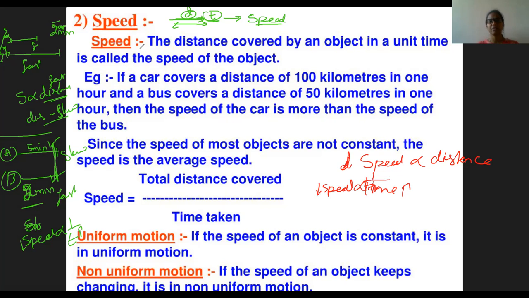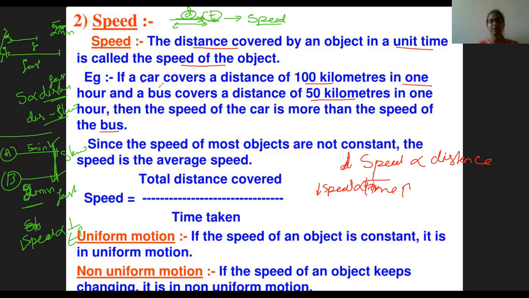So we can write the definition of speed. Speed is the distance covered by an object in unit time. How much distance a body will cover in unit time, that is what we call the speed of the object. So if a car covers say 100 kilometers in 1 hour, and a bus covers a distance of 50 kilometers in 1 hour, then the speed of the car is more than the speed of the bus.